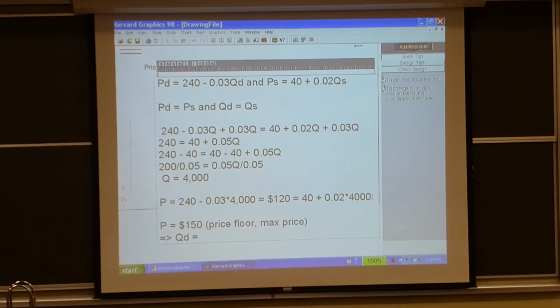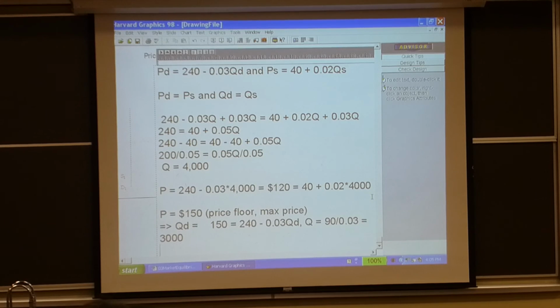Okay, quantity demanded. What happens here is 150, because I can probably type it out faster than you guys can do it. 240 minus 0.03 Q, so Q equals 90 divided by 0.03, and the answer is 3,000, okay, good, got it. That's what we want. Now I want to know, what is the surplus or shortage? Quick, don't piddle around, just do it.